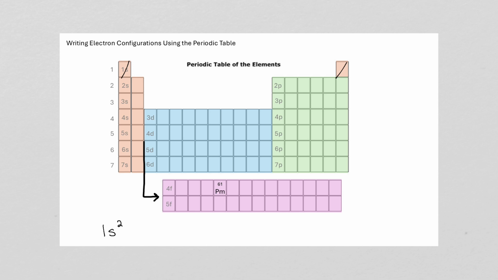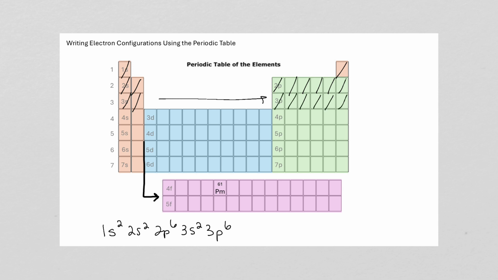1s2, move down to the next row, 2s2, go across, 2p, 1, 2, 3, 4, 5, 6, go down to the next row, 3s2, go across in my 3p, 1, 2, 3, 4, 5, 6, down to the next row, I'm in my 4s2. Now I'm in my 3d. So 3d, 1, 2, 3, 4, 5, 6, 7, 8, 9, 10.